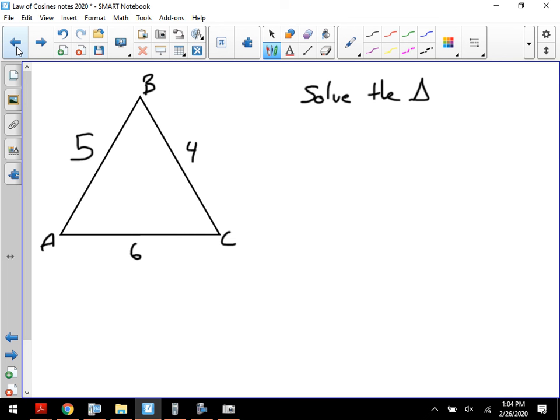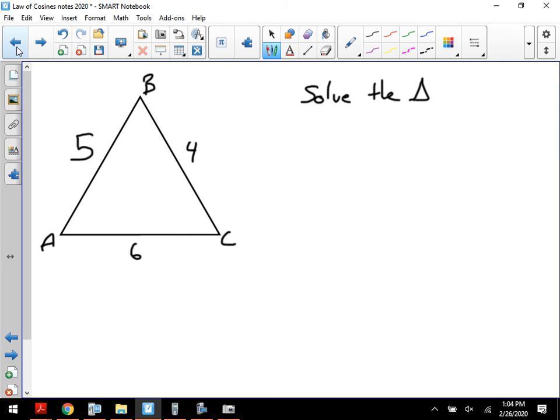Okay. You have law of cosines, you have to find an angle. Always find the largest angle first, and then when you get that angle, you use law of sines to find the next largest. Always work your way down in order, largest to smallest, with law of cosines.